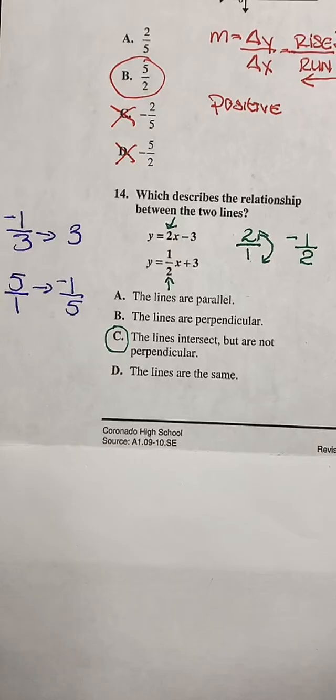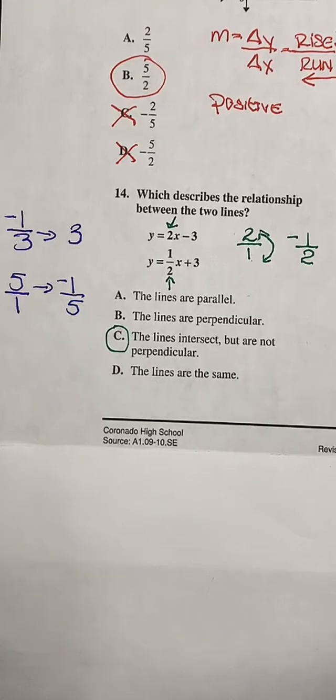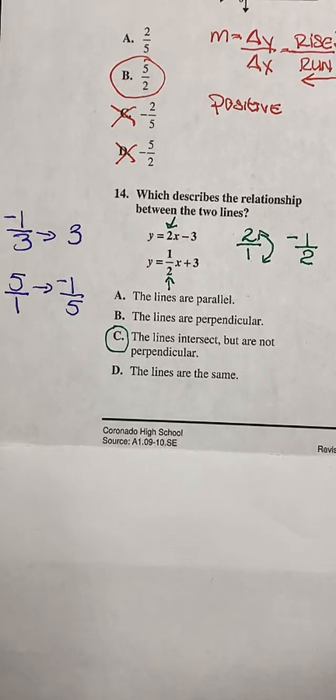So the opposite of 5 is -5, but we need the opposite reciprocal. Okay, Monstro, we need the opposite reciprocal. All right, thank you. All right.